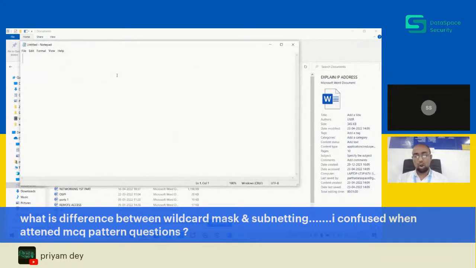We have to know about IP addresses also. The Class A default subnet mask is 255.0.0.0. So that is the Class A default subnet mask.